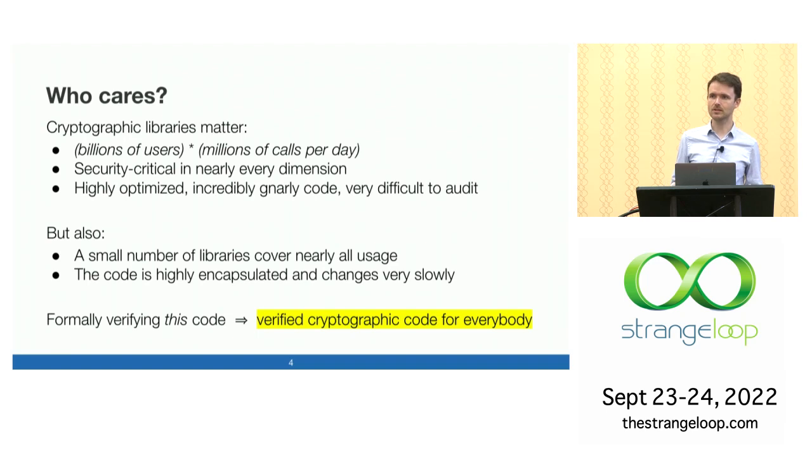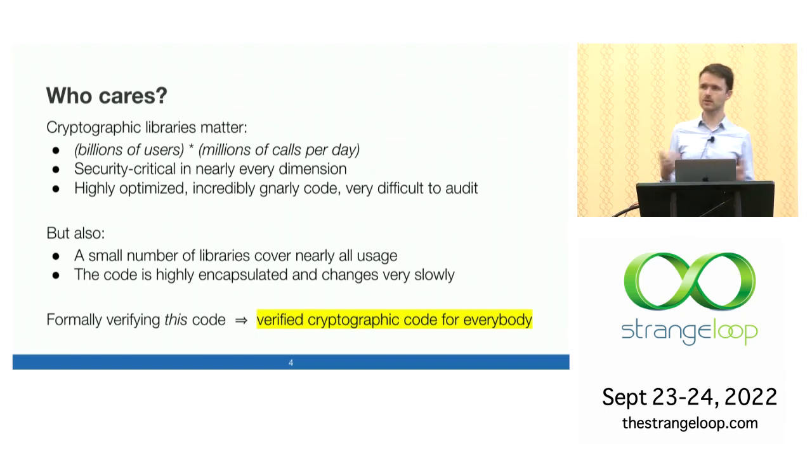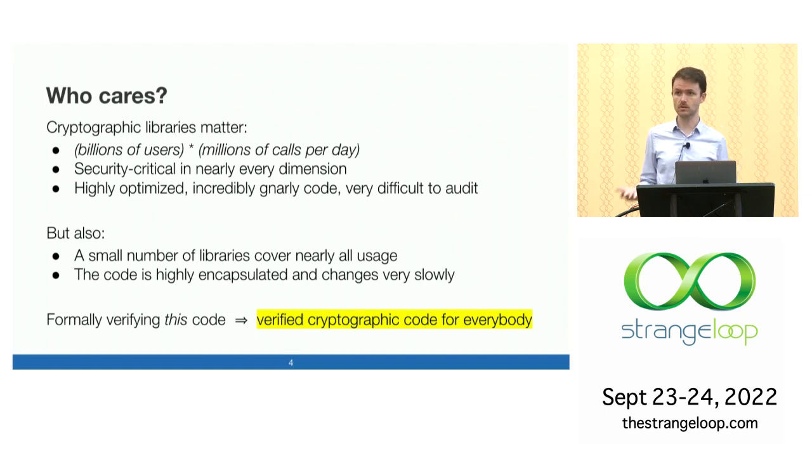It's always important when you do a proof or any kind of assurance methodology to start by asking, who cares? Whose life is going to be improved if we do this work? In the case of cryptographic libraries, the good news is that this is some of the most used software on Earth. There are billions of users, there are millions of calls per day. Every cloud service, every device, every washing machine probably calls into these primitives. And this means they're security critical across every possible dimension.